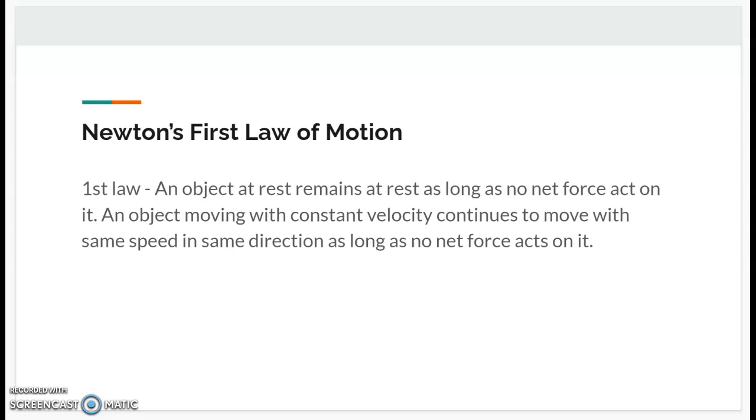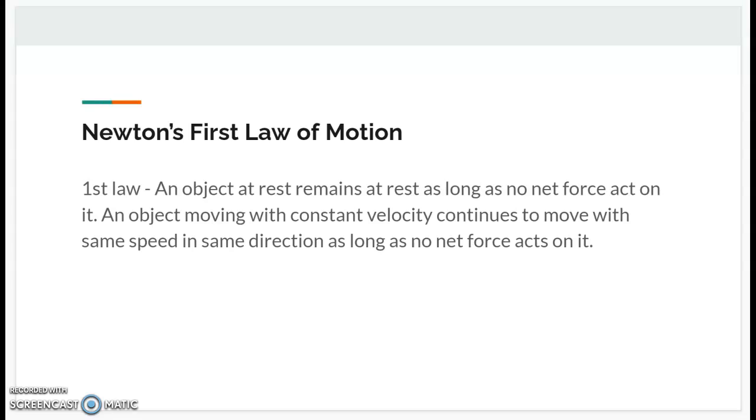So start off with, let's go over what that first law is, and that is: an object at rest remains at rest as long as no net force acts on it. An object moving with constant velocity continues to move with the same speed in the same direction. So yes, this is a lot of words here, but let's break it up to visualize this more and see what this is actually talking about.